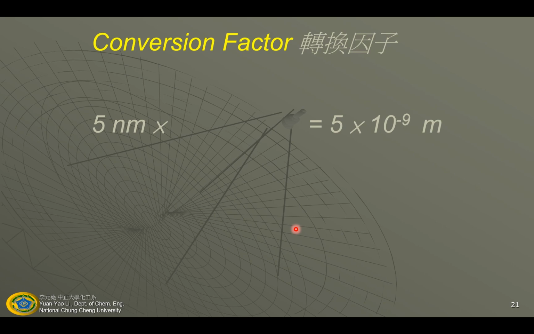How about 5 nanometers equal to how many meters? I'm sure you understand that 1 nanometer equals 10 to the minus 9 meter. So if you have a conversion factor like this, you remove nanometer here, and in the end you get meter. And also you understand 5 nanometers equal 50 angstroms.